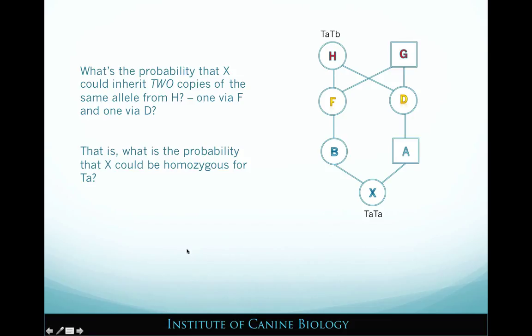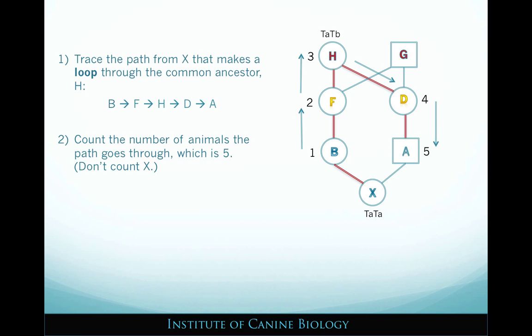So what's the probability of inheriting two copies of the same allele from H, one of which is inherited through the ancestor F and one that's inherited through the ancestor D? To figure this out, we're going to trace a loop from the dog that we're interested in through the common ancestor in the pedigree, which in this case is H, and back down to this animal, and count the number of animals in that path, in that loop. And then we count the number of animals in that loop, which is 5.